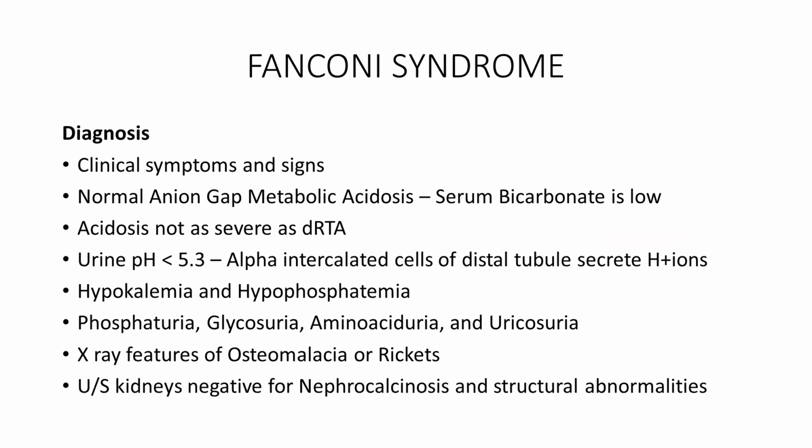Acidosis is not as severe as in RTA because the intercalated cells of the distal nephron are secreting hydrogen ion. Urine pH is less than 5. Hypokalemia and hypophosphatemia are features. Phosphaturia, glycosuria, aminoaciduria, uric aciduria. X-ray features of osteomalacia and rickets. And ultrasound of the kidneys is negative for nephrocalcinosis or any structural abnormality.